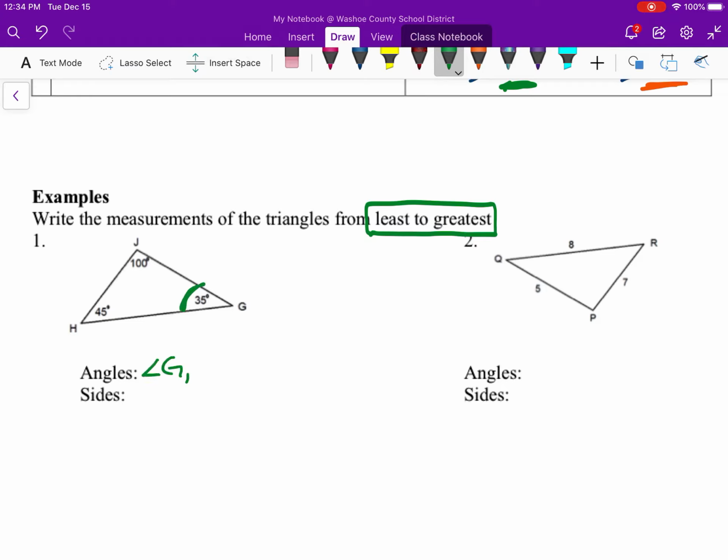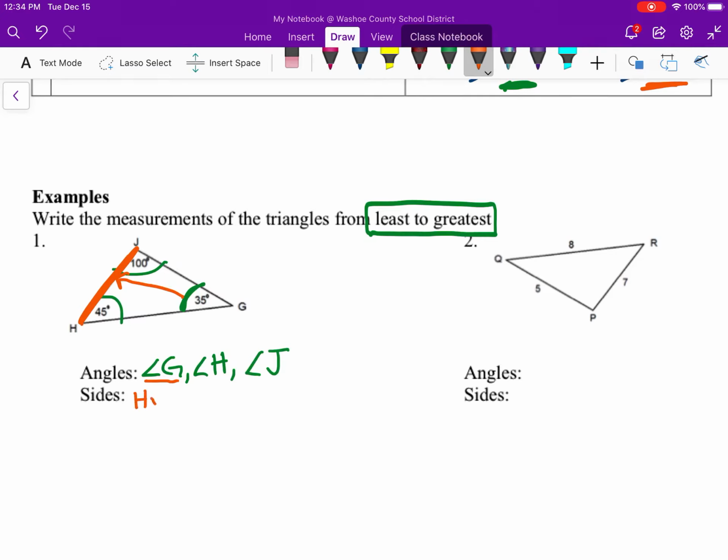So starting with whatever's given to me, the angle is probably the easiest here. Least to greatest, that means that angle G is the smallest. Going up, 45 is the next biggest, so that's angle H. And lastly is angle J, because that's 100. Okay? So now what I'm going to do for the sides is I'm going to go in the same order. I'm going to look opposite to G. Opposite to G is this one. That's going to be the shortest side.